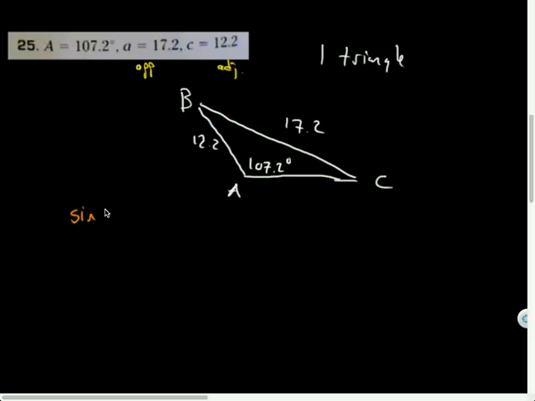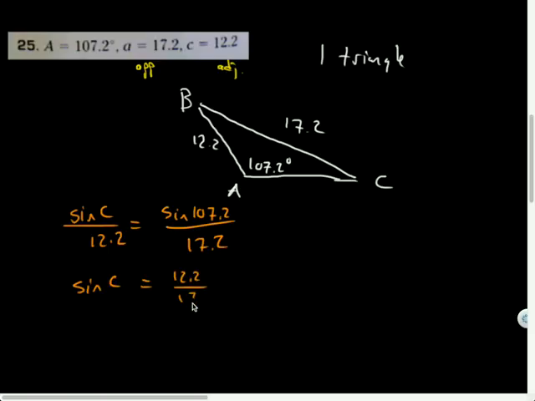So I'm going to say sine of angle C over 12.2 equals sine of 107.2 over 17.2. So I'd get sine of C is equal to 12.2 over 17.2 times sine of 107.2. And now what would I do to get C by itself? Sine inverse. I like calling it sinverse.